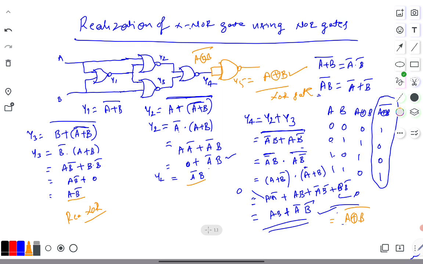Again I have applied De Morgan's theorem: A bar dot B bar. Like this, you need to add it. Then again apply De Morgan's theorem, again multiply, you will get this. Actually you need to practice. This covers your realization of all gates. In the last video I explained realization of NOT gate, AND gate, NAND gate, OR gate.